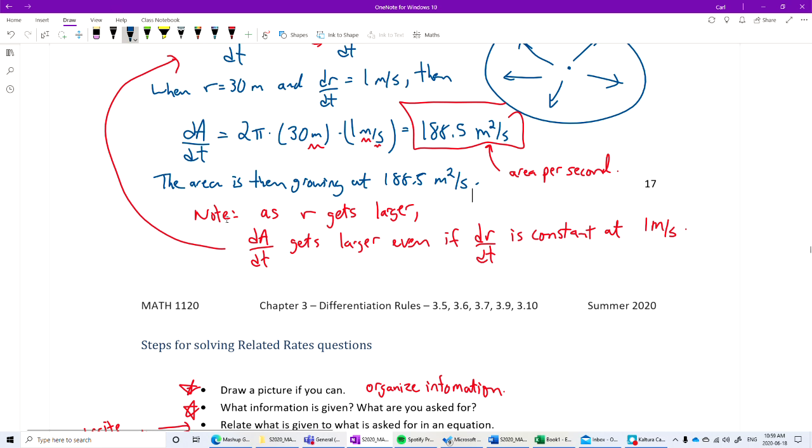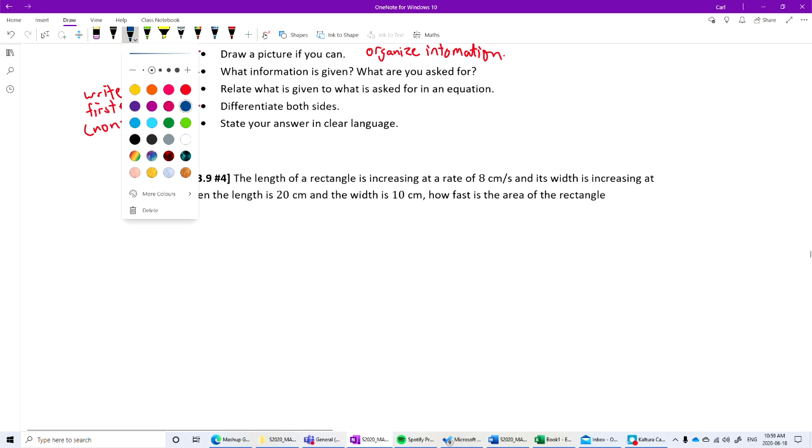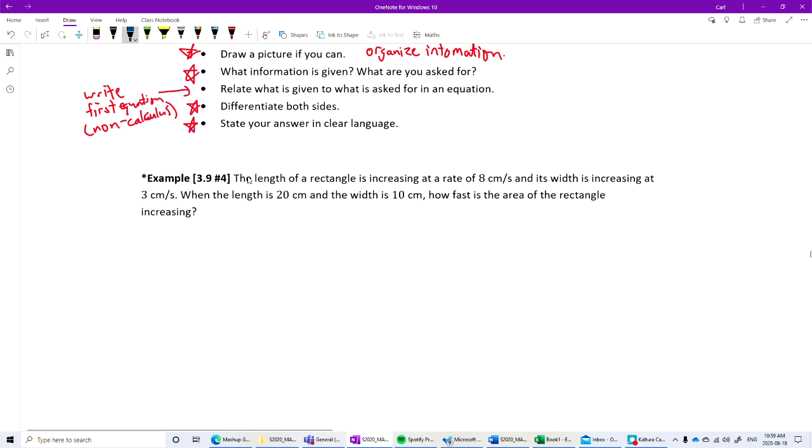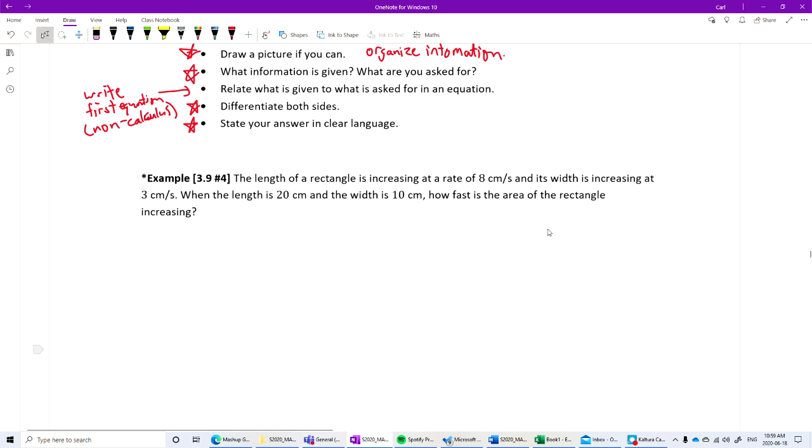Okay, so let's carry on with a more involved example, somewhat more realistic for a test or that kind of thing. So the length of a rectangle is increasing at a rate of 8 centimeters per second, and its width is increasing at 3 centimeters per second. When the length is that and the width is that, how fast is the area of the rectangle increasing? So what's our first step? Draw a picture. It's talking about a rectangle.